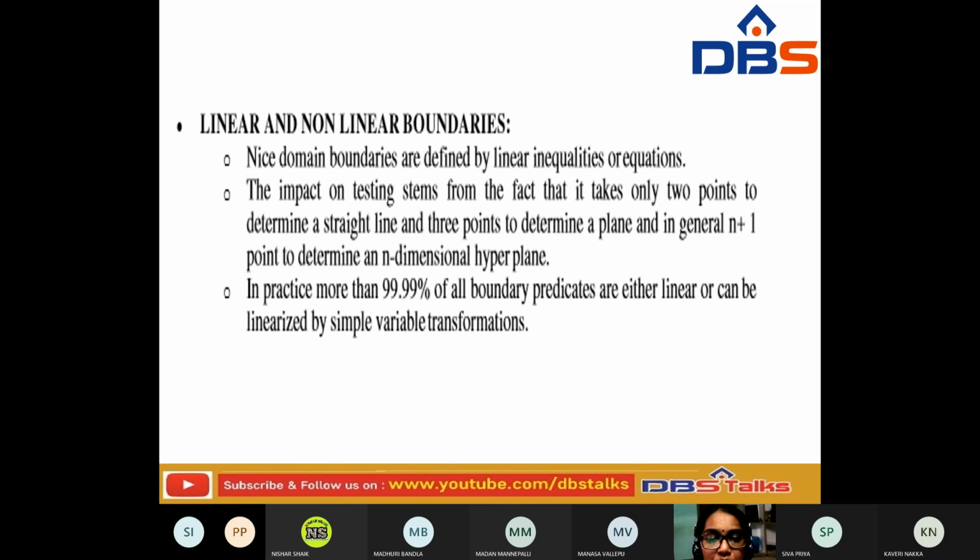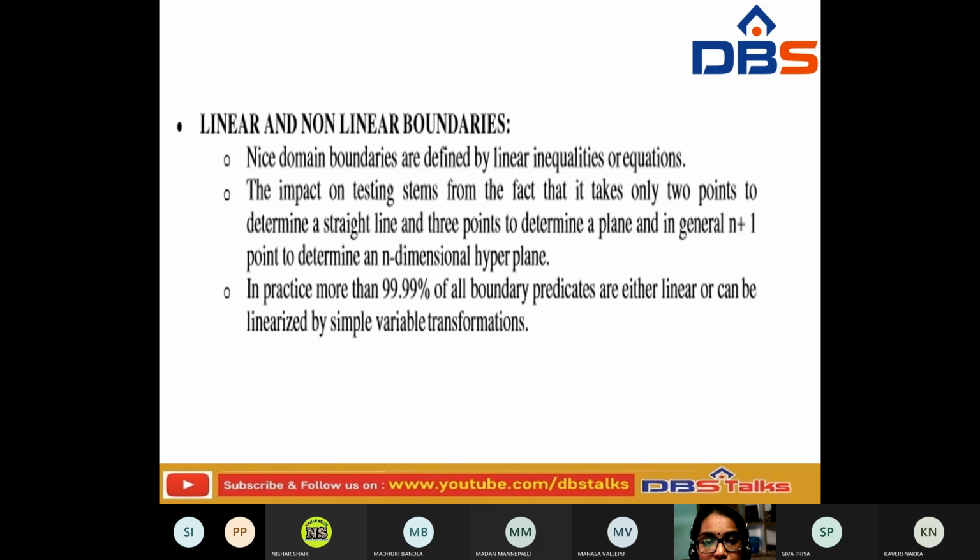Then, what are linear and non-linear boundaries? These are some of the properties: when it is a nice domain, it contains some properties. One of them is that it should be linear. Now let us see what linear and non-linear boundaries are.